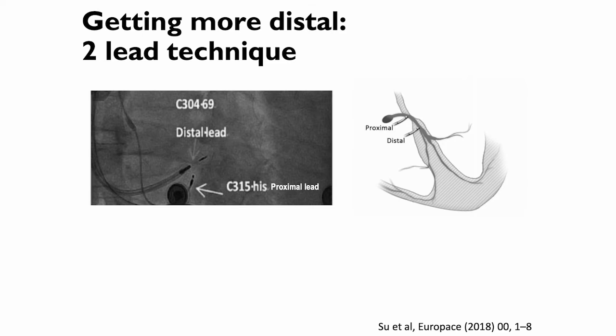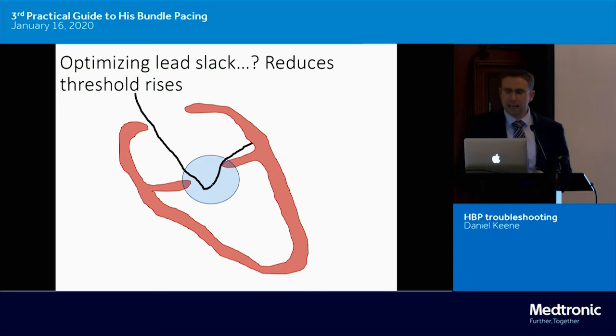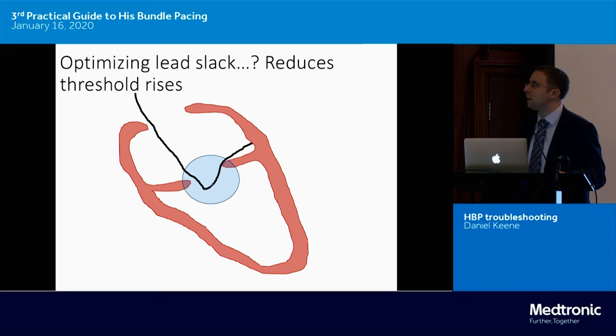Now, in this example, you can see that the two leads are actually quite widely separated. I have to say this example from our institution highlights that sometimes only very slight variation in lead position is needed to achieve the change in electrogram that you need. At implant, it's also worth making sure that you give an optimized amount of slack.